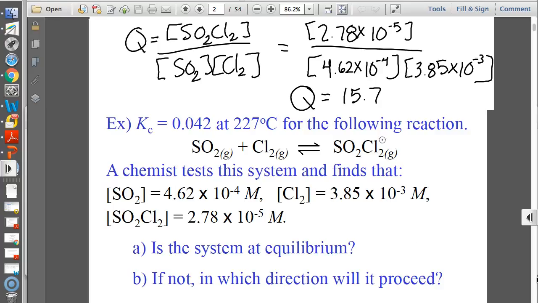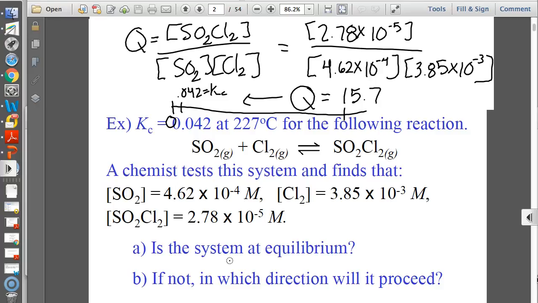So, if I draw a number line, there's Q, and here's 0. Put 0 down. Just do it. Trust. And then K is right here, 0.042 equals Kc. So, the reaction will proceed. This is how you say it in the magic words. The reaction will proceed in the reverse direction until it reaches equilibrium because Q is greater than K.